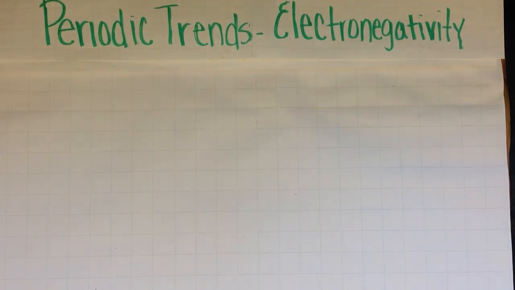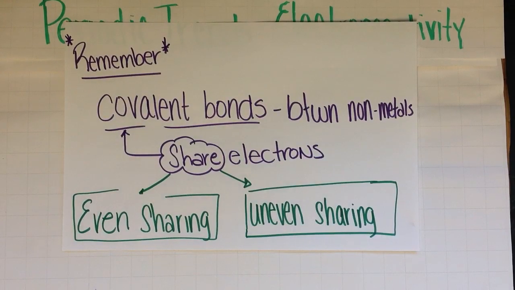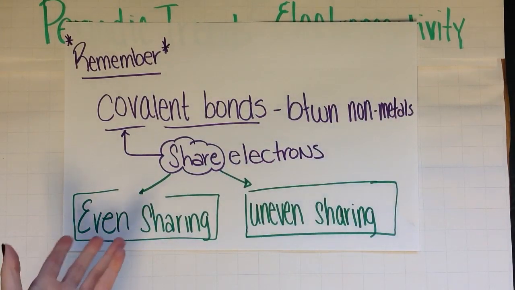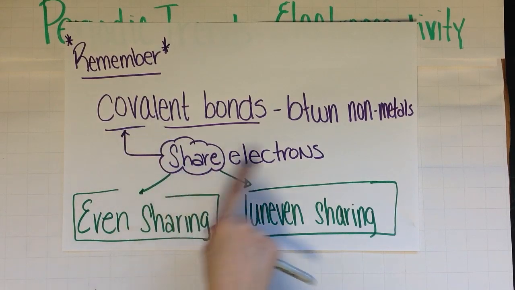Okay, before we talk about electronegativity, something you need to remember is what a covalent bond is. A covalent bond occurs between nonmetals. So when a nonmetal is bonded to a nonmetal, like oxygen bonded to oxygen, or nitrogen bonded to oxygen, or fluorine bonded to cesium. In this type of bond, hopefully you remember that electrons are shared.